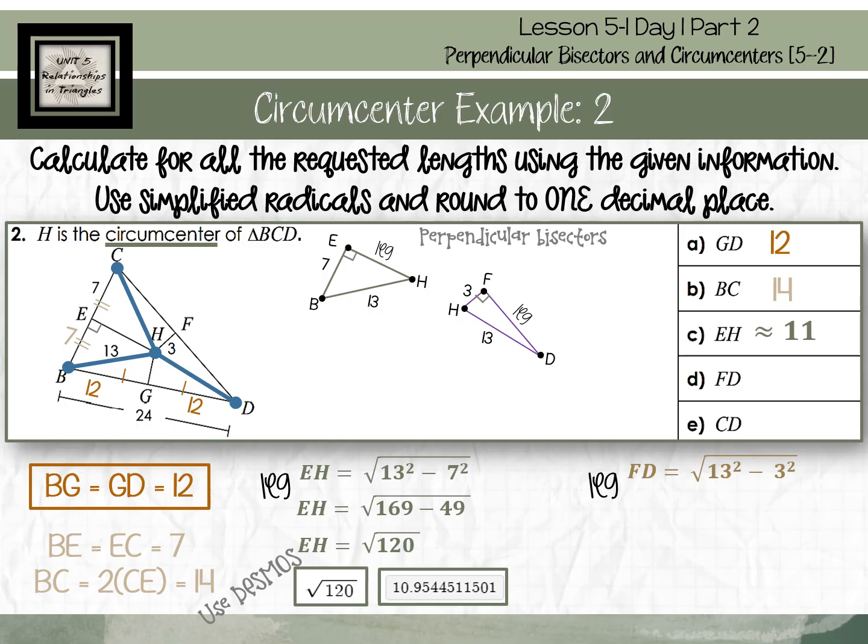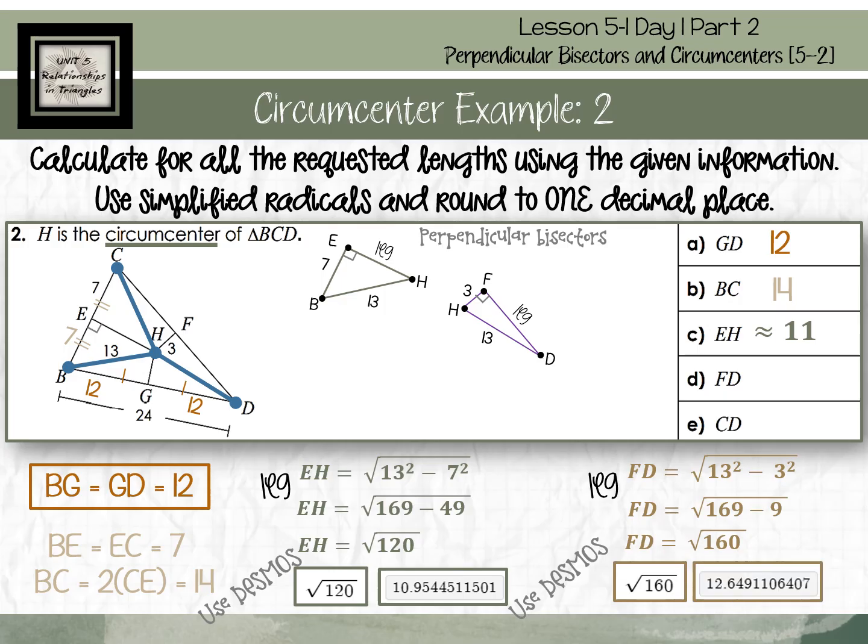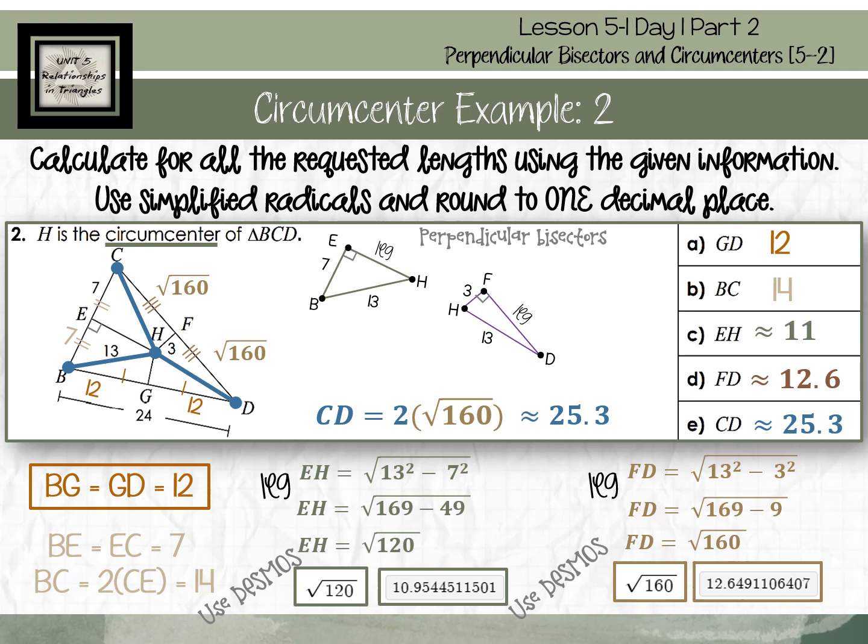So it's the square root of 13 squared minus 3 squared. Calculate. We're going to put it in Desmos, and we get about 12.6. And length of segment CD, since those two are the same, is going to be double that. And if we double that, we get about 25.3.